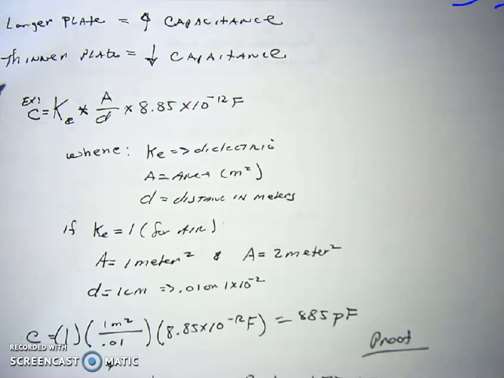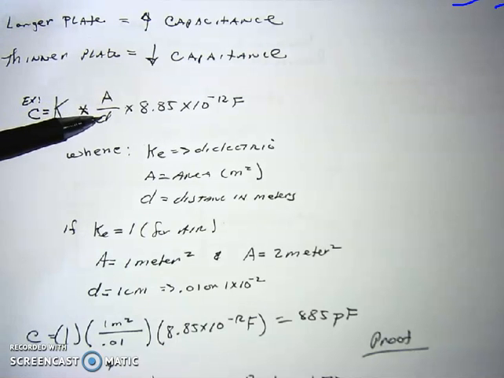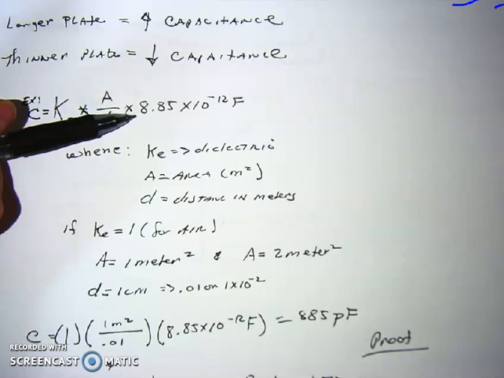Remember, the dielectric could be paper, mica, glass, or anything. There are values in your chart, and you can also look up these values. It is multiplied by the plate area and divided by the distance between the plates, times this constant, 8.85 times 10 to the negative 12.